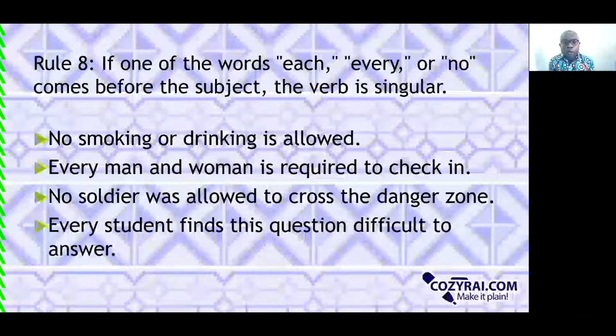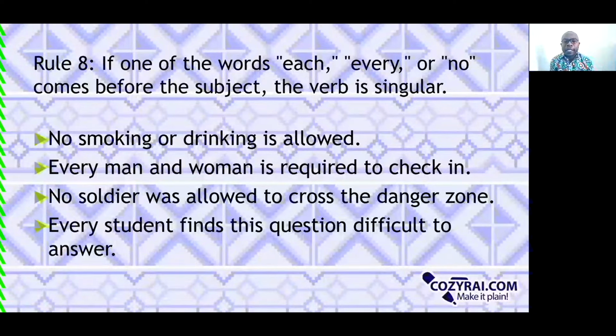If one of the words each, every, or no comes before the subject, the verb is singular. So when you see each, every, or no coming before the subject, the verb should be singular. So example, no smoking or drinking is allowed. Then every man and woman is required to check in. Every man and woman. So once you see every, the verb will be singular.